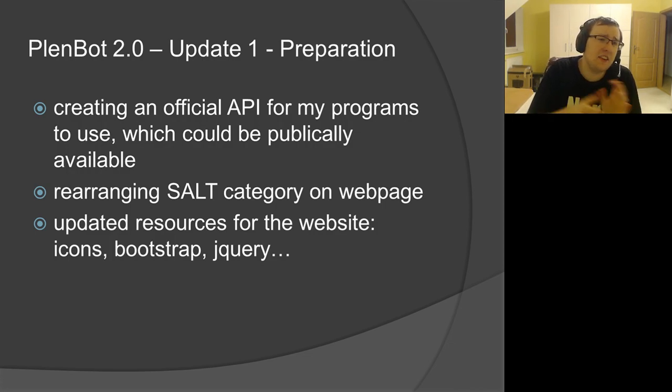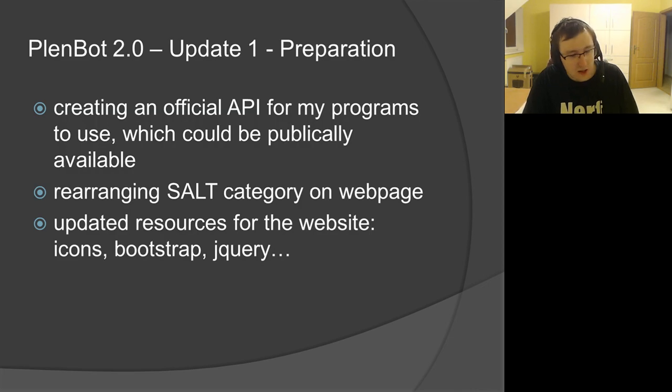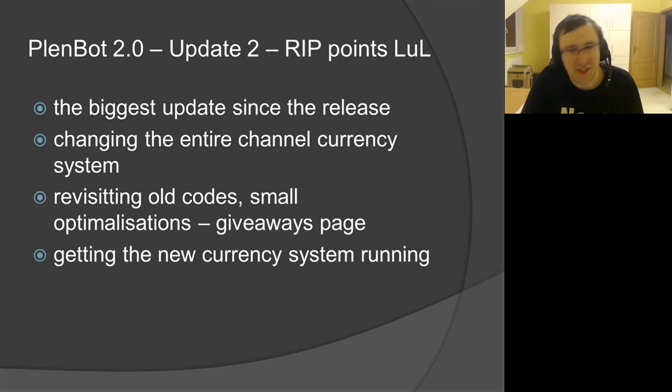So in this small update, I also updated the resources for the website it used. I updated Font Awesome, which is the icons. You can see the icons for the blind guy and stuff like that. I updated Bootstrap to the latest version, jQuery, and a bunch of other stuff. And I was slowly getting ready for the second update, which was the update that completely ripped the points apart, which I named Rip Points.